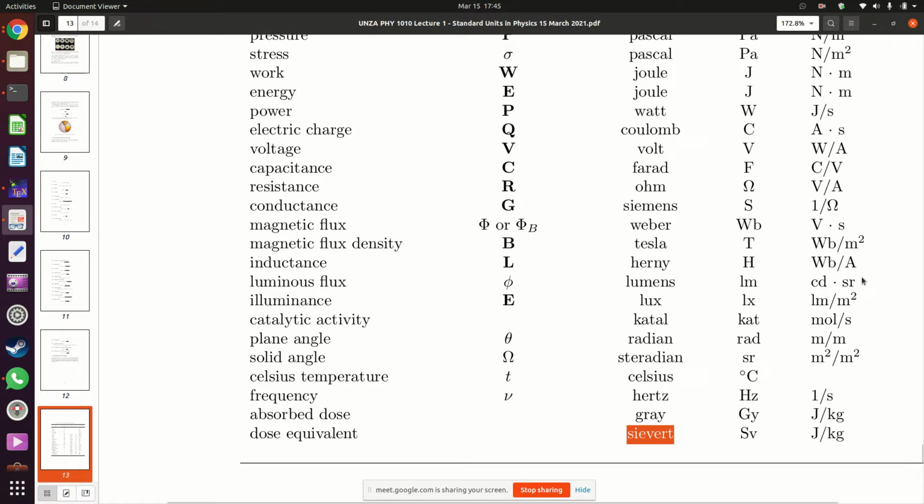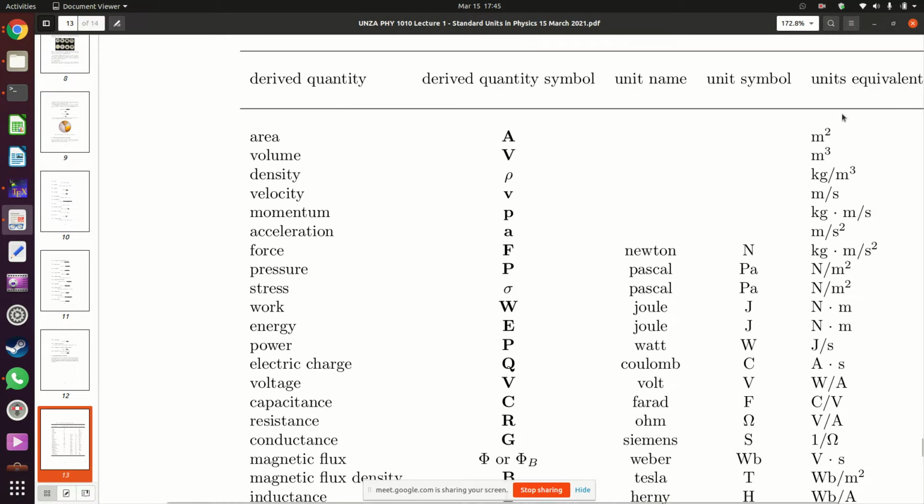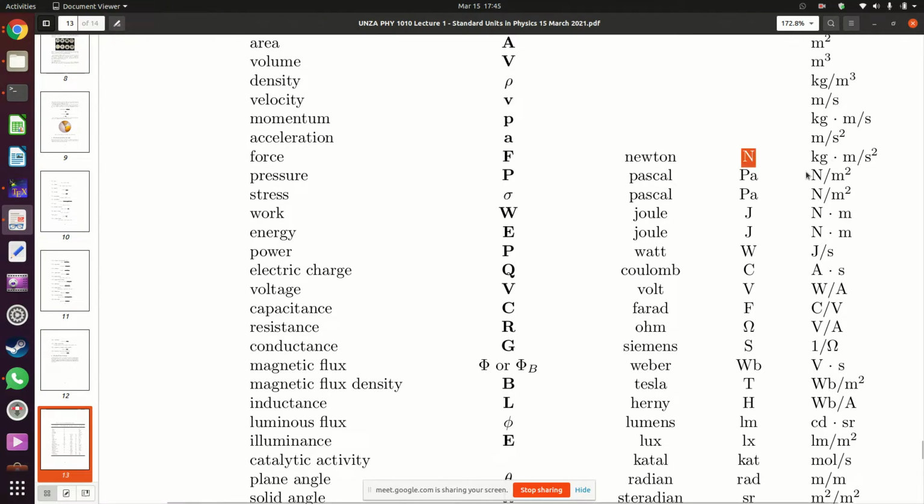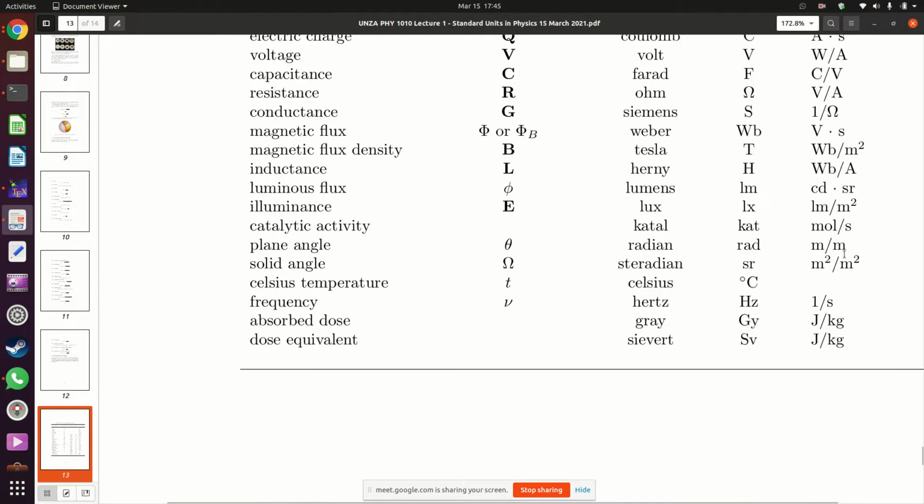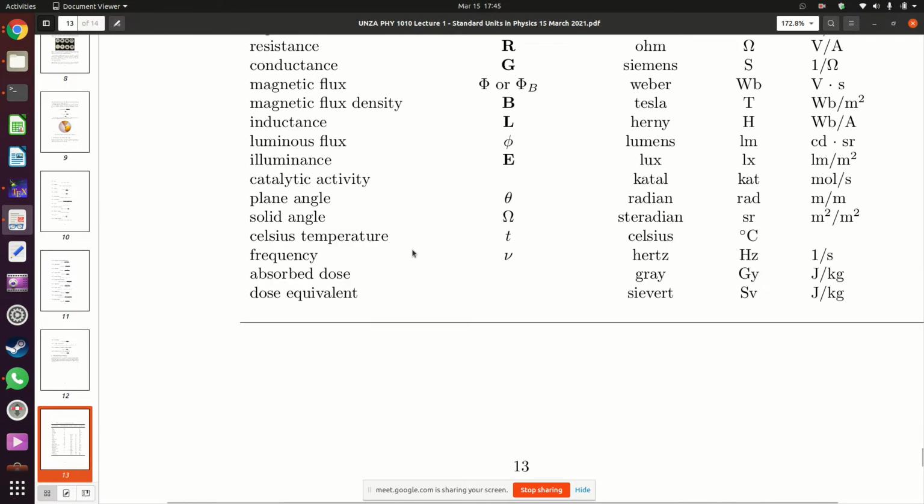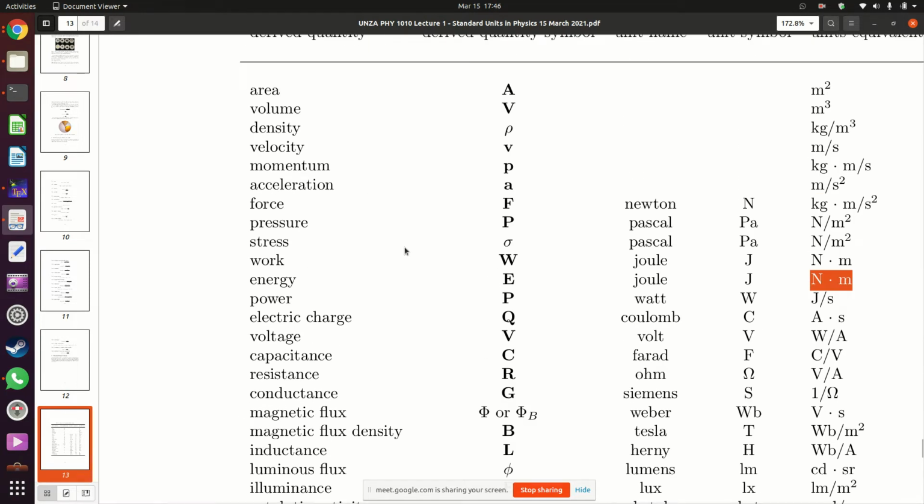And of course, this last column here shows you what they're equivalent to. Meter squared, meter cubed, kg per meter cubed, meters per second, meters per second squared, like that. These equivalents. You need to know some of these equivalents, if not all of them. Okay. Are we clear on the SI base quantities and derived quantities? Do you have any questions? Yes, sir, we are clear.